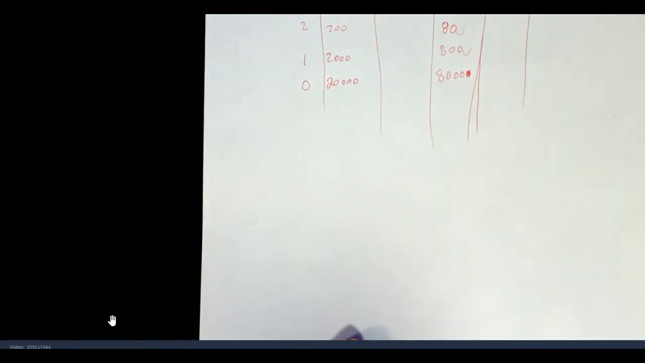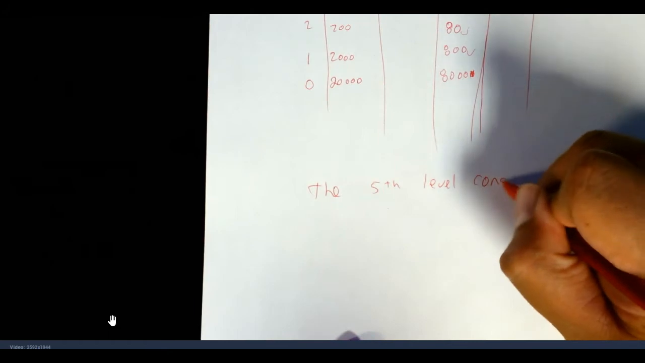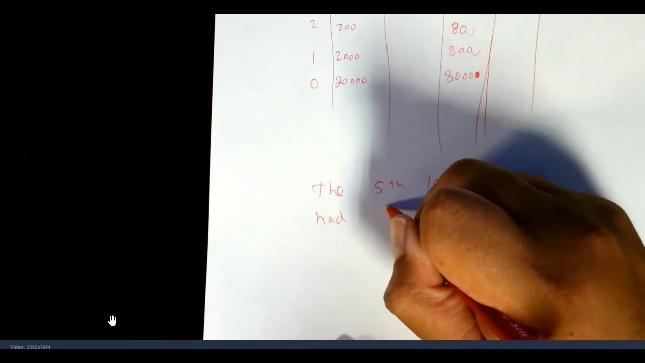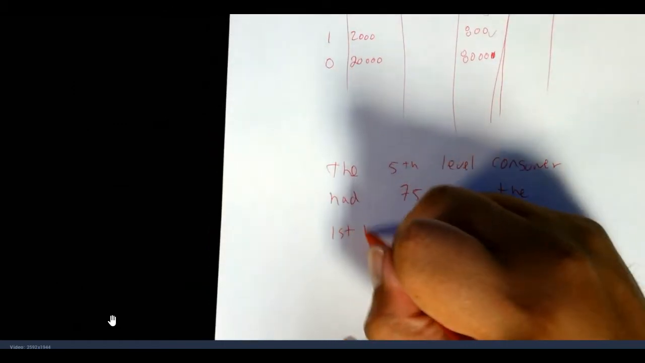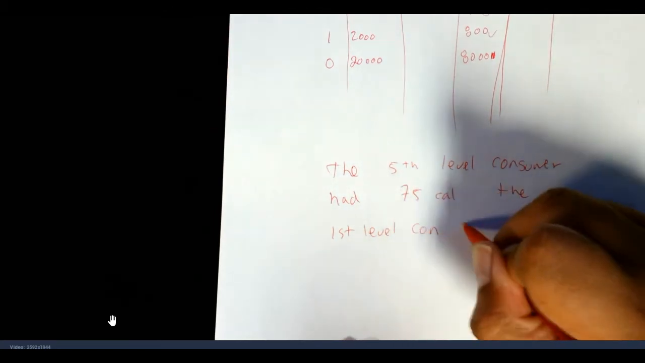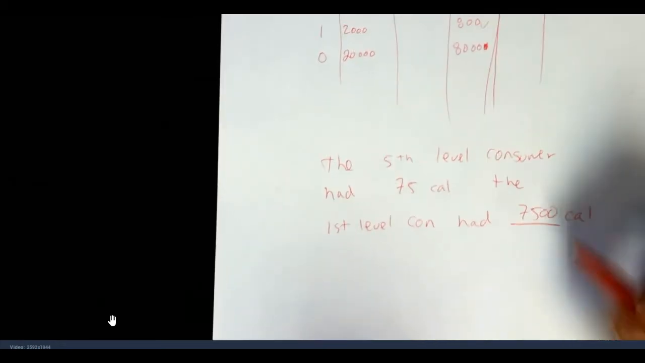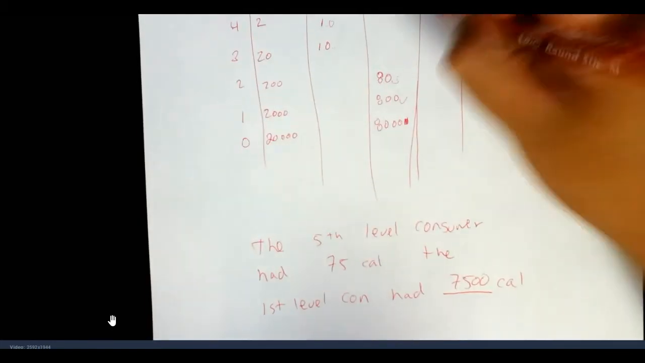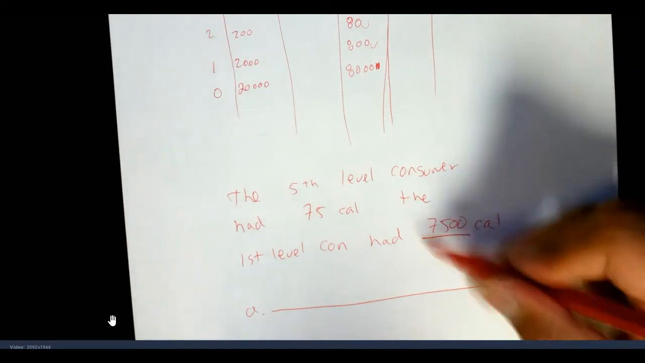Now, on a test, I'm not going to have a grid like this. I'm going to say something like the fifth level consumer had, say, 75 calories. The first level consumer had, and your job is to tell me whether that is true or not. Okay, it doesn't look like this, but the setup is the same. So it's saying the fifth level had 75 calories. So let's come up here and put 75. And it's saying that the first level had 7,500. Your goal is to tell me whether that's true or not.